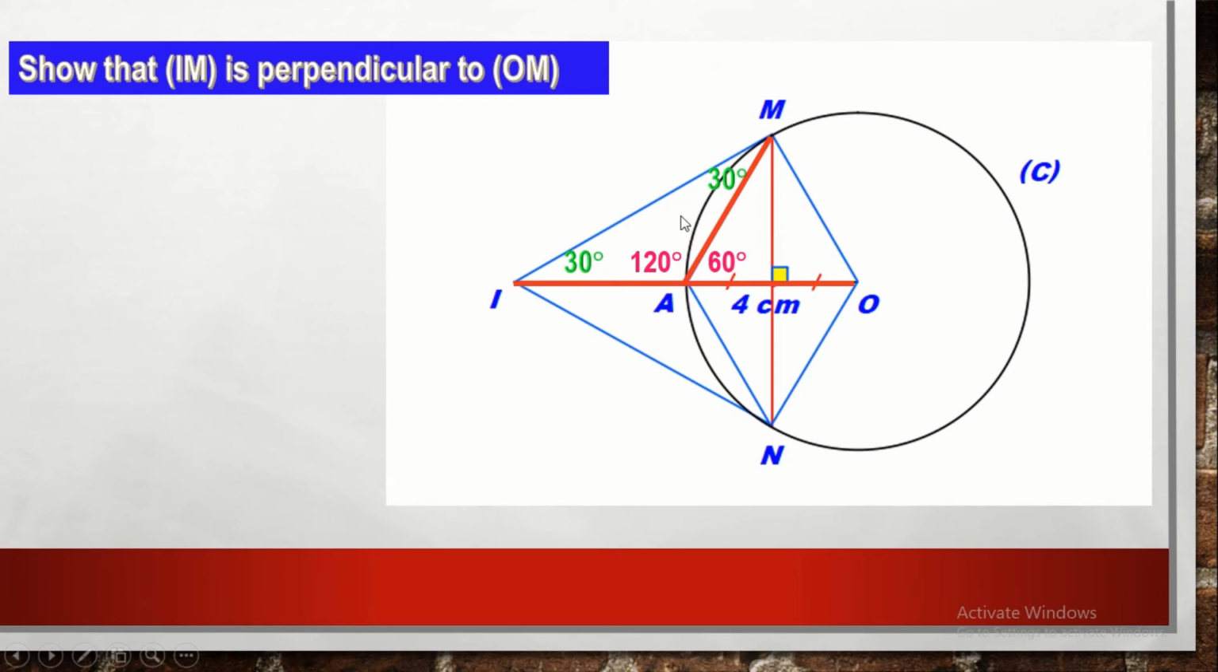Something which is very important, we have just also proved that this angle is 60 degrees. Since here we have 60 degrees and 30 degrees, what will be the value of the angle IMO? 60 plus 30, 90. So we can say that IM is perpendicular to MO. This is very important.